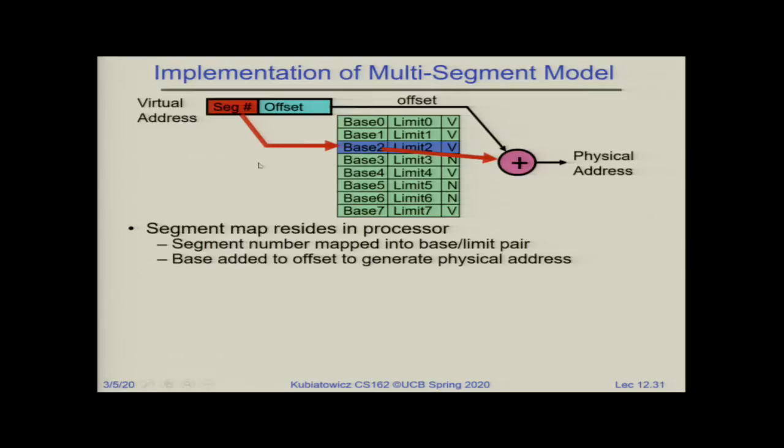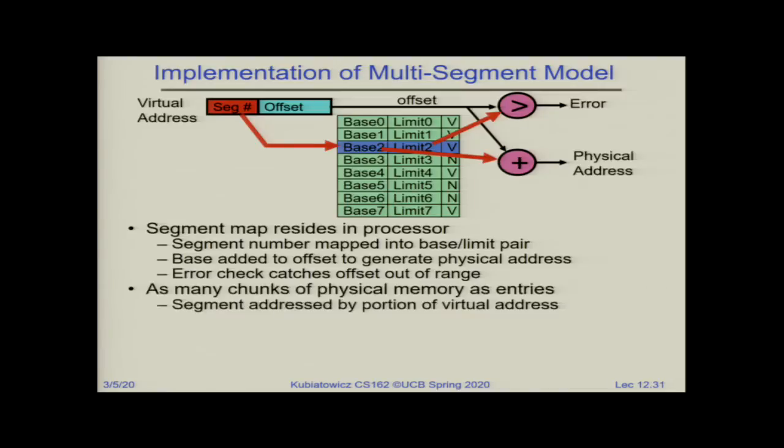The number 2 points at this register 2. I find out what the base is. I add the offset to it. That gives me a physical address. And I take the limit and check my offset. And if it's too big, I get an error. So this is a multi-segment version of base and bound, where what I'm doing is I'm taking a part of the address to indicate which segment I want. And there's as many chunks of physical memory as there are entries. So I can have up to 8.